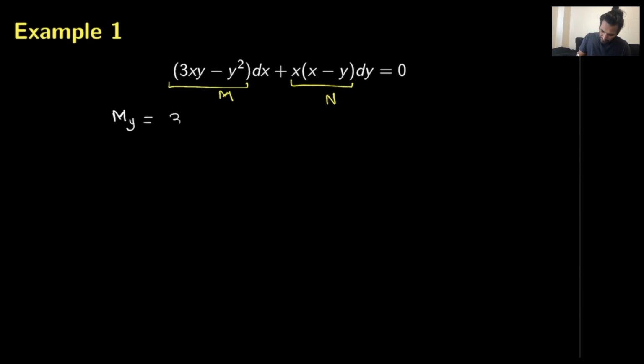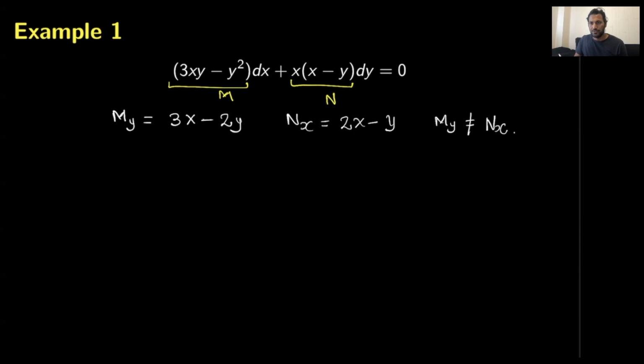It's going to be a 3. I'm taking the partial derivative with respect to y, so x is a constant, and therefore this is 3x minus 2y. The partial derivative of N with respect to x, if I FOIL this and take the derivative, is going to be 2x minus y. And clearly the partial derivative of M with respect to y is not equal to the partial derivative of N with respect to x. So this is a non-exact differential equation.